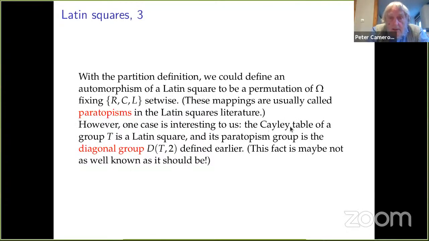If you take the Cayley table of a group, capital T, so rows and columns are indexed by T, and in row little g and column little h, you put the product gh. So that's a Latin square, and its paratopism group, its automorphism group, is exactly the diagonal group that we defined earlier, DT2. So the two-dimensional diagonal group. And this is perhaps not as well known as it ought to be.